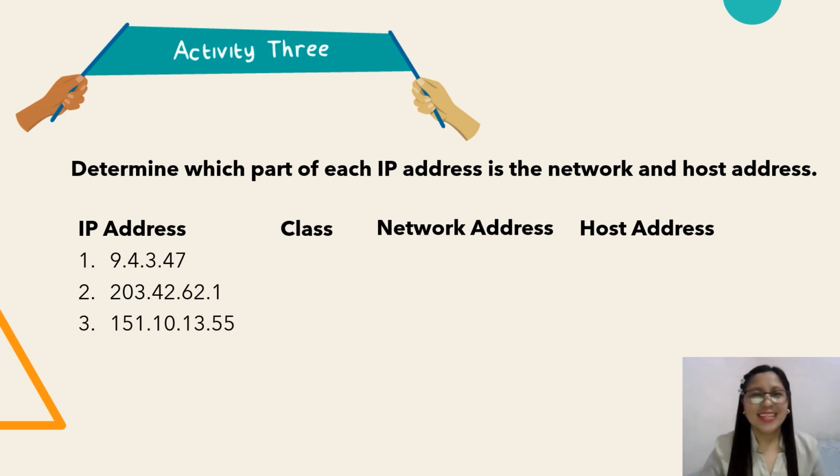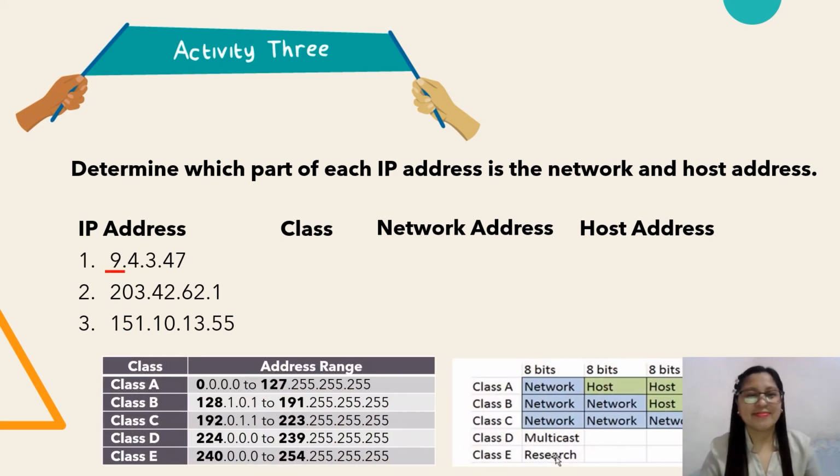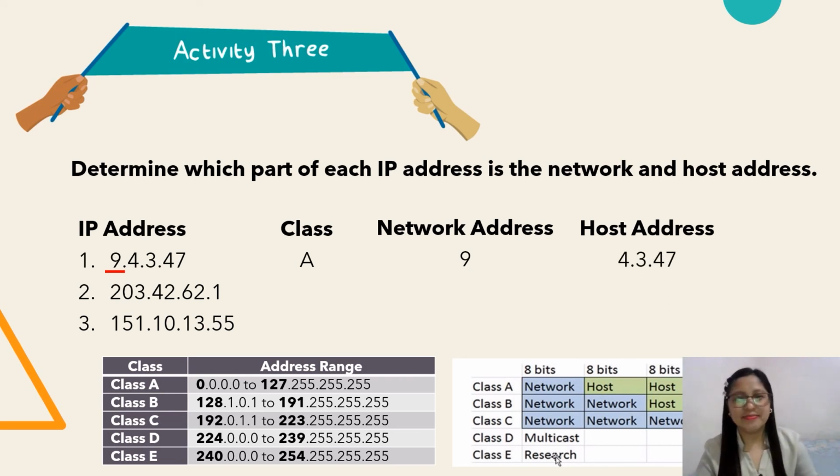Welcome back. Let us see if you get it all right. In 9.4.3.47, 9 is the first octet, so it belongs to class A. In a class A IP address, the first octet, which is 9, is the network address. And the host address is 3.47.